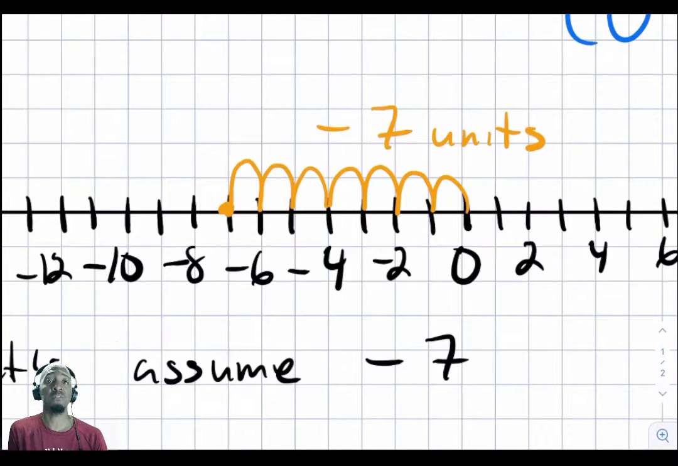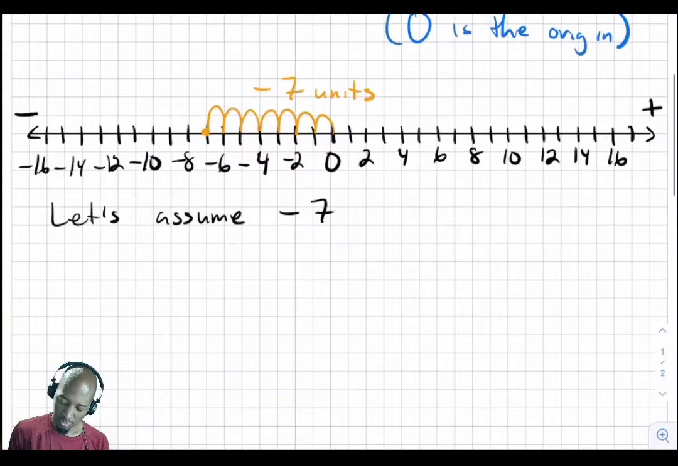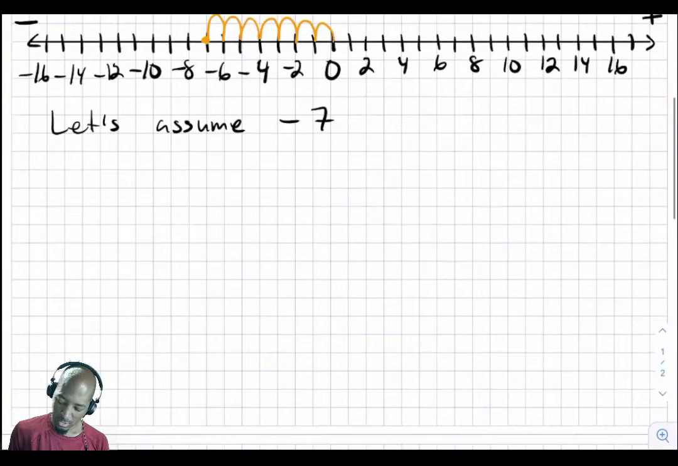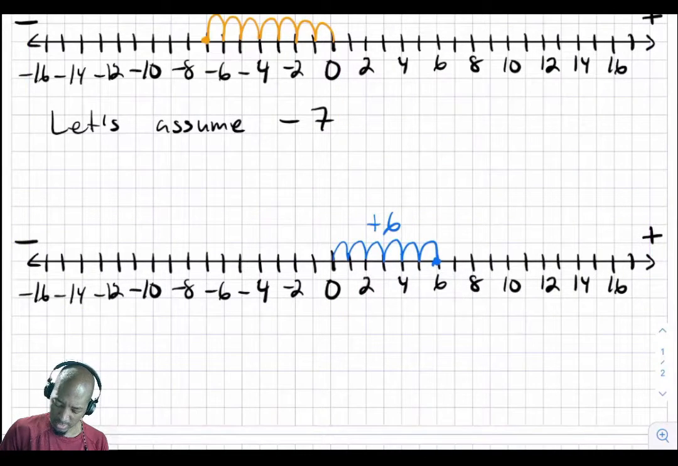But the positive and negative would, again, say what side I'm going. Negative, going to the left. Positive, going to the right. All right. Now, let's see another example where this time, let's add a couple of numbers together. All right, let's see how that looks.